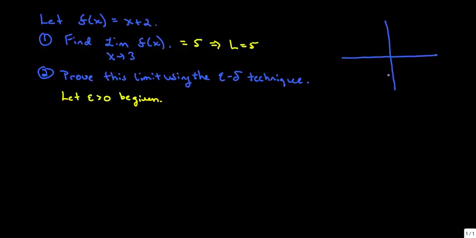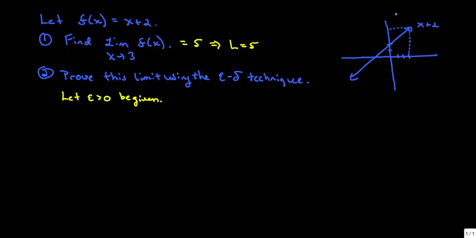So I've got x plus 2. So here's what my graph looks like, something like this. This is the graph of x plus 2. And I want to find at 3, if I go up here, I believe that the limiting value, as I go towards the limit, is 3. Excuse me, I believe that's 5.